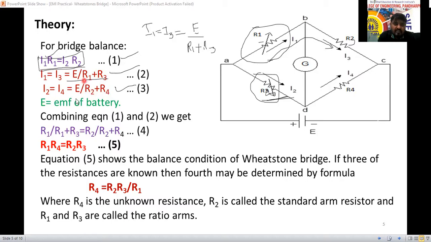On both the LHS side and the RHS side, E is there, so E will get cancelled. So R1 divided by R1 plus R3 equal to R2 divided by R2 plus R4. By rearranging the equation, we are going to get the final equation, that is R1 R4 equal to R2 R3.